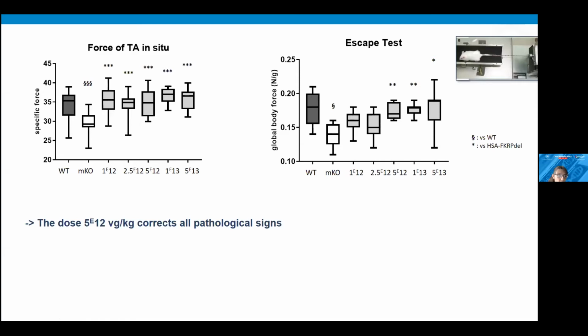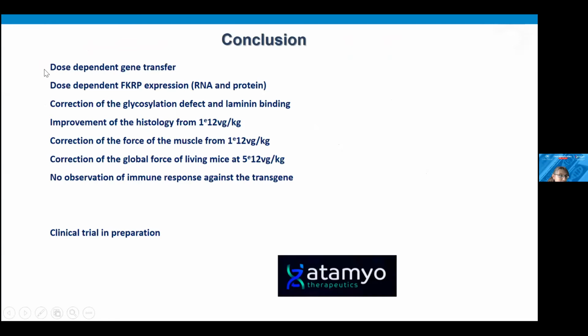So to summarize, because I think it's time for me, I showed you that in this particular case, we have a dose-dependent gene transfer of the vector. We have a dose-dependent expression of the transgene. We correct the defect of the protein. We improve the histology. We improve the force. And I did not present it, but we have not observed any immune responses against the transgene.